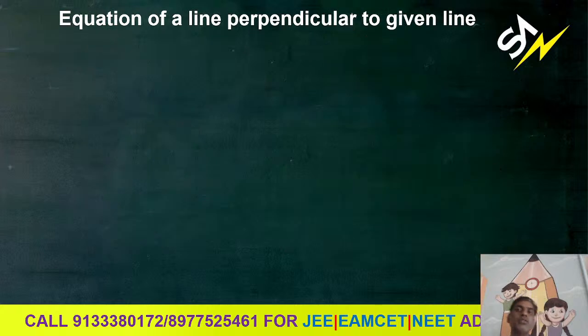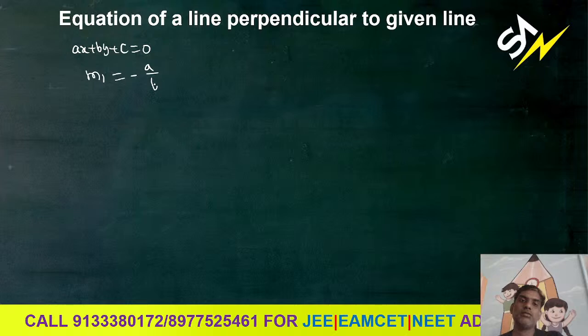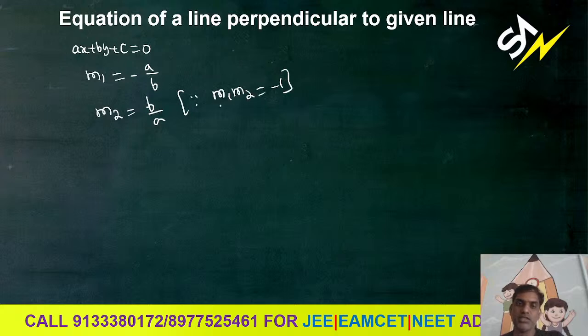Equation of a line perpendicular to the given line. This is also the same, sir. If the equation of a line, for example ax plus by plus c is equal to 0, is given, then the slope of this line m1 is equal to minus a by b, and the required slope is b by a, because m1 times m2 must be minus 1. That is the reason here m2 will be b by a, and the line is passing through the point x1, y1, so that y minus y1 is equal to m times x minus x1.